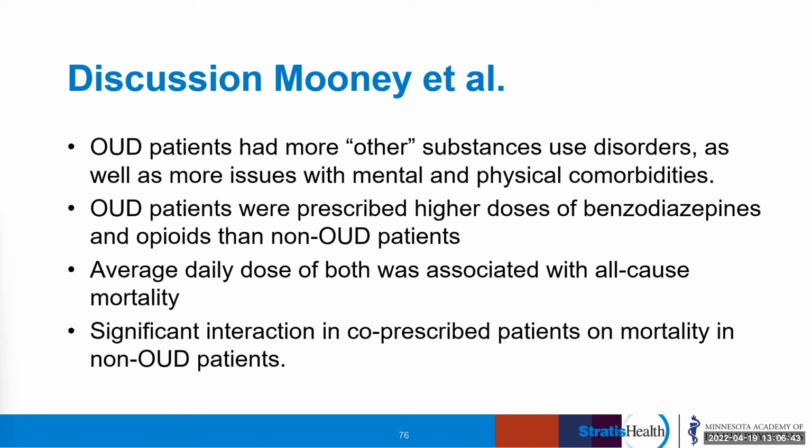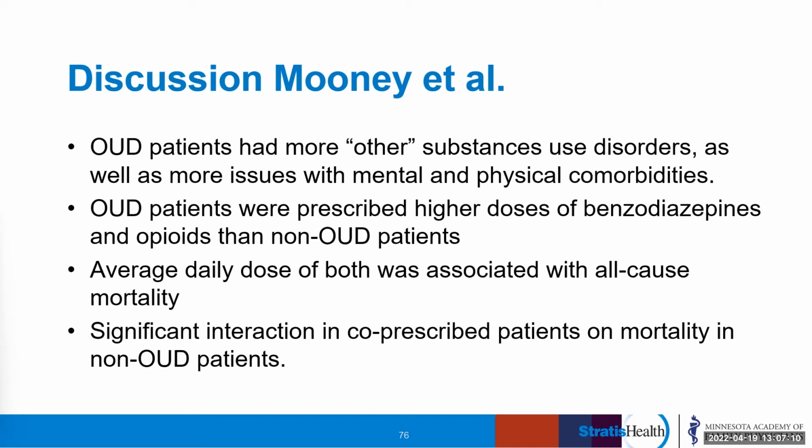Next slide. And really, in their discussion, what they decided was that OUD patients more often had other substance use disorders, and we talk about that all the time. If you have one substance use disorder, you're more likely to have a second. Plus, they also had mental and physical comorbidities. OUD patients were prescribed higher doses of benzos. Wouldn't have thought that. So patients who already had an opioid use disorder were frequently on more benzos and higher doses than non-OUD patients.